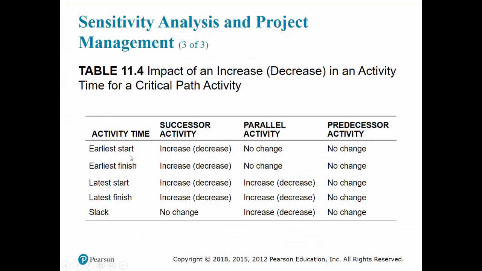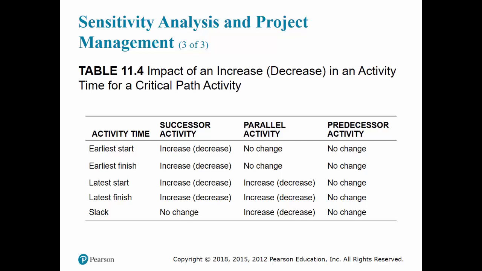So what happens if the activity time for a given activity either increases or goes down? What's in brackets is the decrease in activity time. If that happens, what will happen to the earliest start time of successor activities, of parallel activities, and predecessor activities? All the successor activities share a path, so if the time increases, then the successor activity earliest start times will all go up, all the way down.